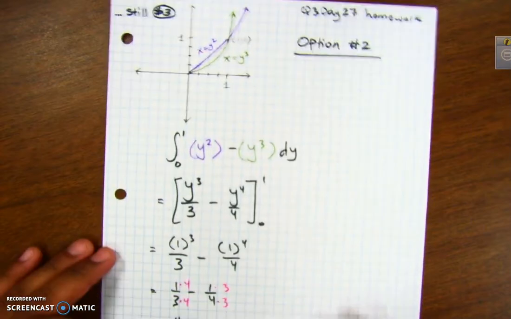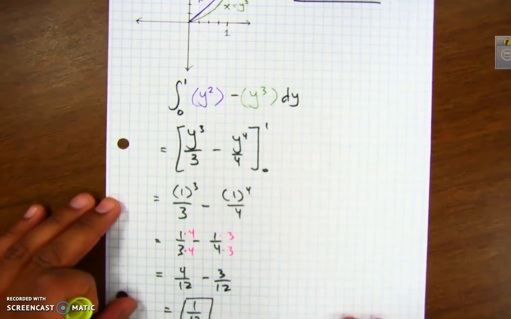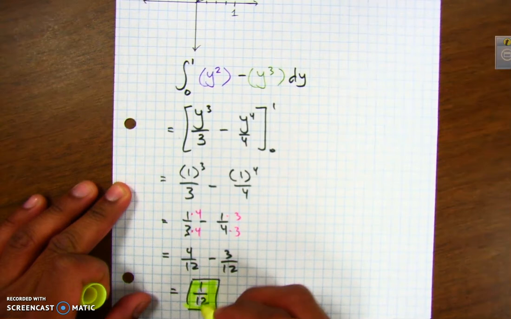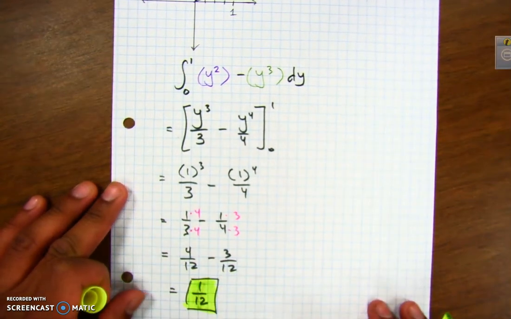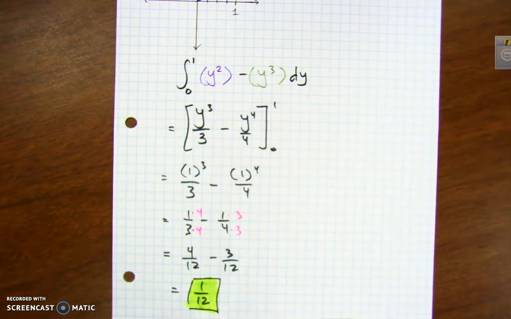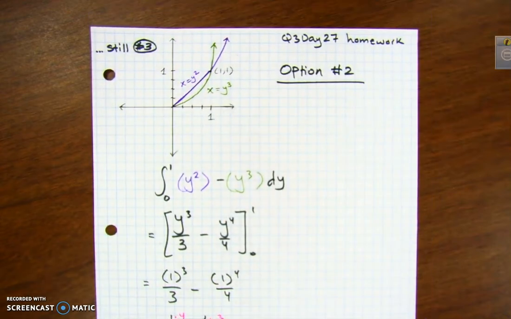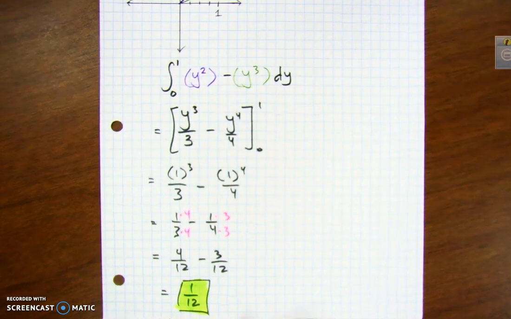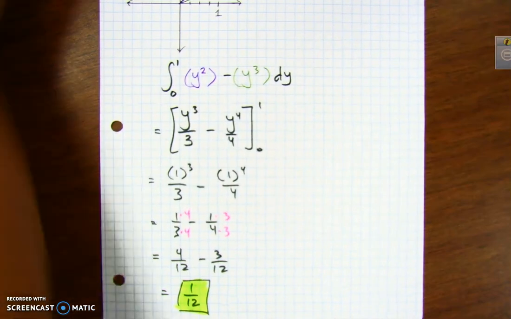If you liked option 2, then go ahead and do option 2. Just understand that there are two different ways to do this problem, but you only have to stick with one, and you should be good. That is it.